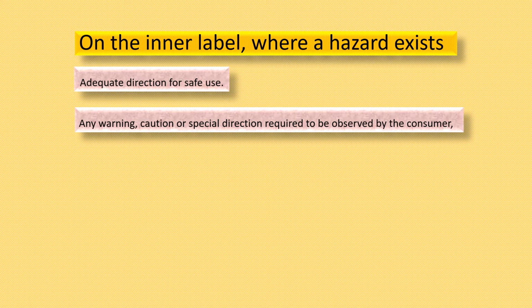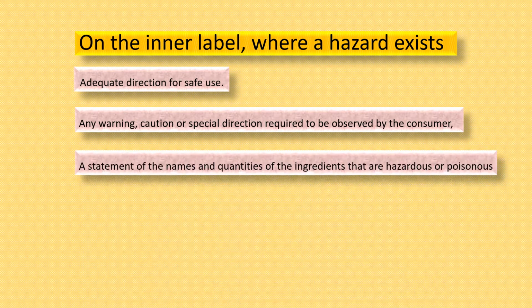If there is a specific warning and caution which is very important with respect to consumer utilization, then the manufacturer should mention this on the inner label. Then a statement of the names and adequate quantities of ingredients that are hazardous or poisonous, meaning all the statements of the names and quantities which are very hazardous, specifically mentioned in the caution and warning type of precaution on the inner label.